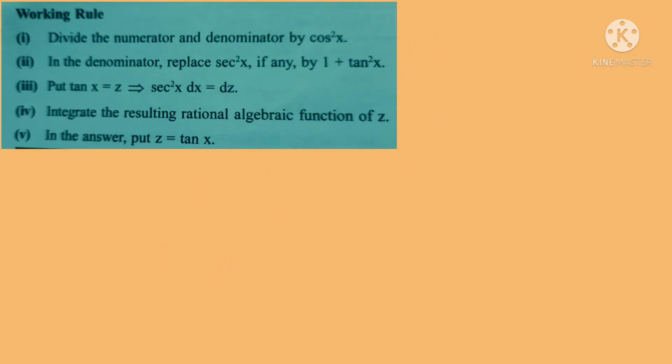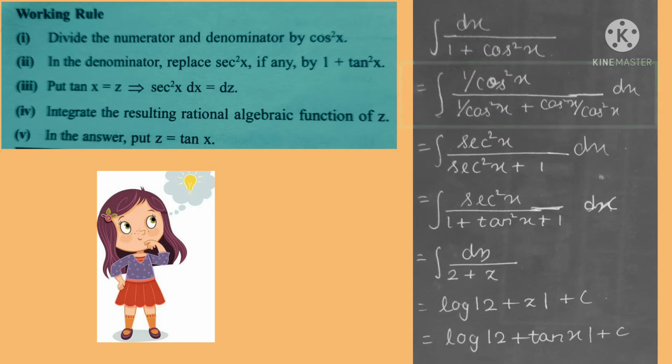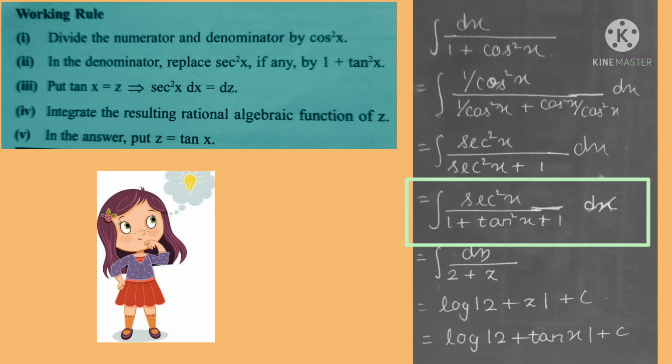The first step is to divide the numerator and denominator by cos square x. Second step, in the denominator replace sec square x as 1 plus tan square x.